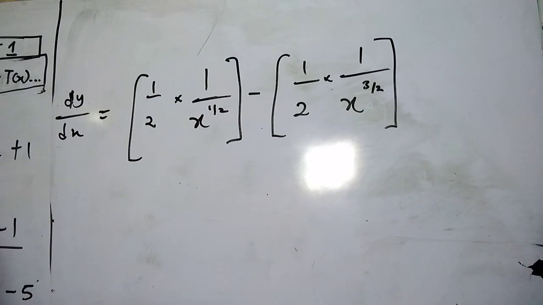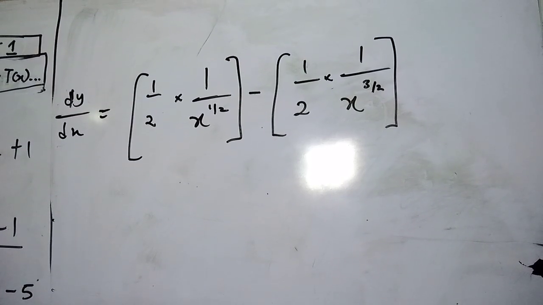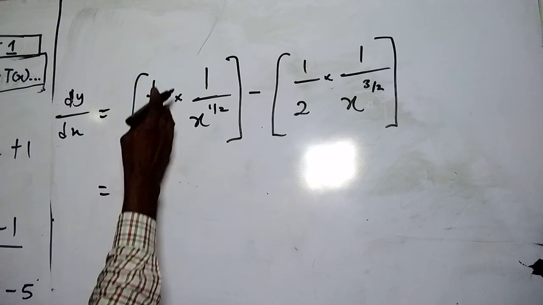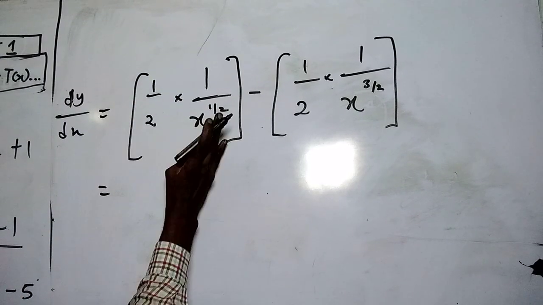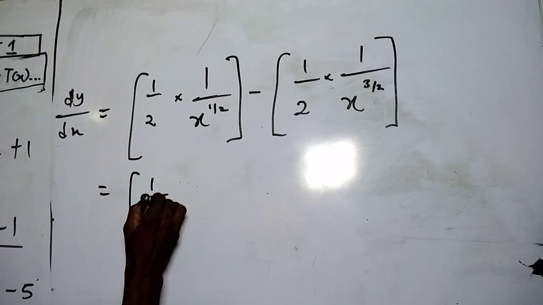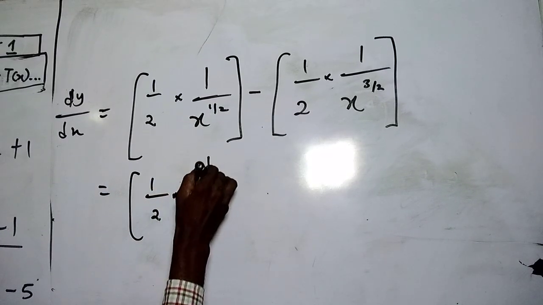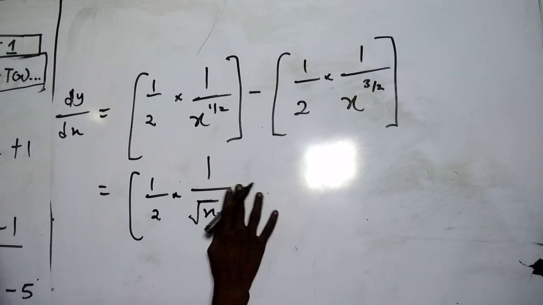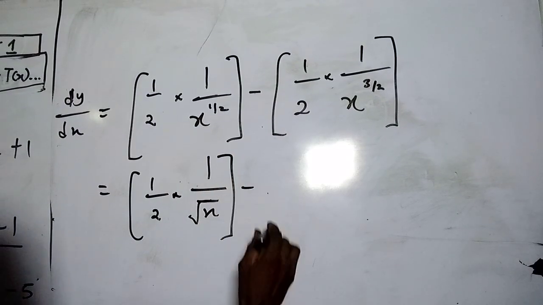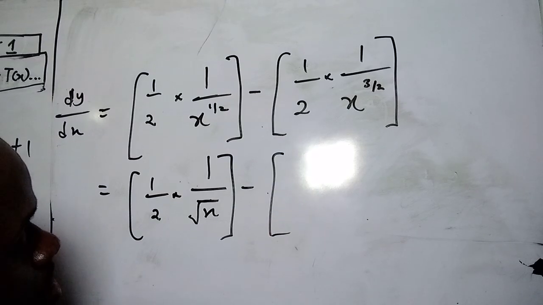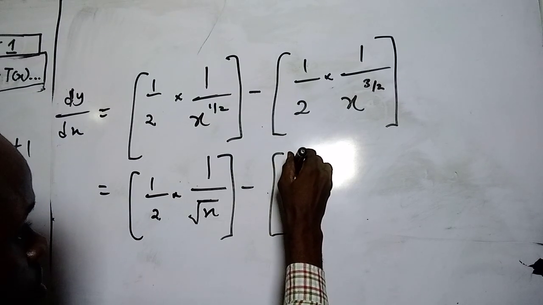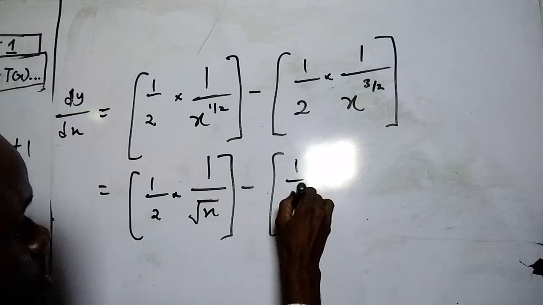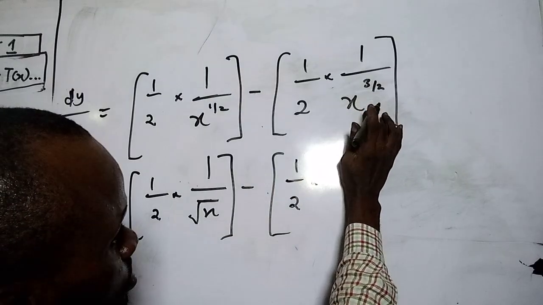So that's where we stop there now. So let's continue from there now. If we continue from there, what do you have now? This one I can change to 1 over 2 and 1 over x, so this is raised to the power 1 over 2. Okay. Minus, open bracket. This one here, again, 1 over 2. What I'm having up here is 3 over 2.